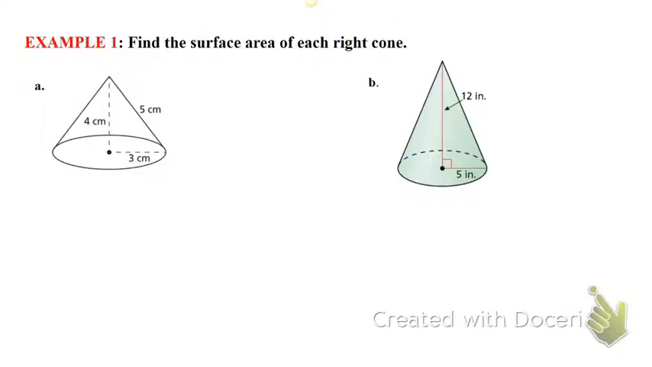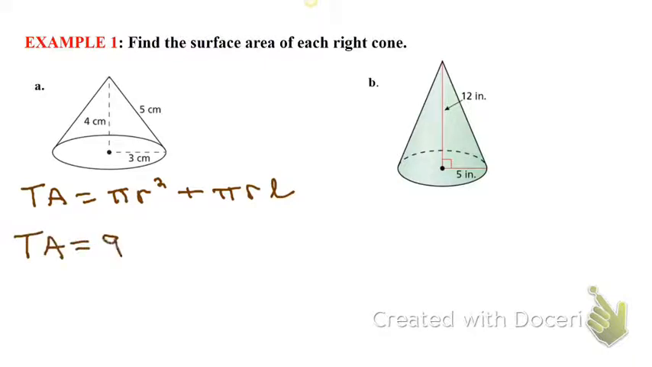So let's find the surface area of each right cone. So we'll do A first. Let's do A together. Well, you can see that it's clearly marked. It has a radius of 3 centimeters, a height of 4 centimeters, and a slant height of 5 centimeters. So we can go ahead and figure it out straight from the formula where the total surface area is pi r squared plus pi r L, because they gave us all the information we need. So let's just substitute it in.